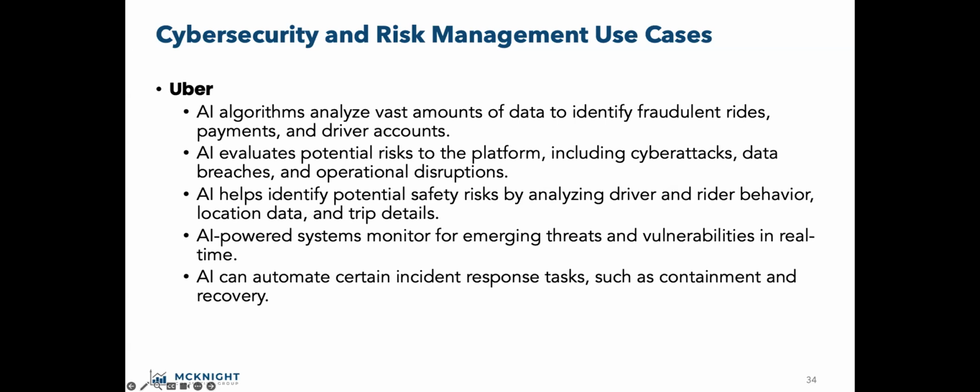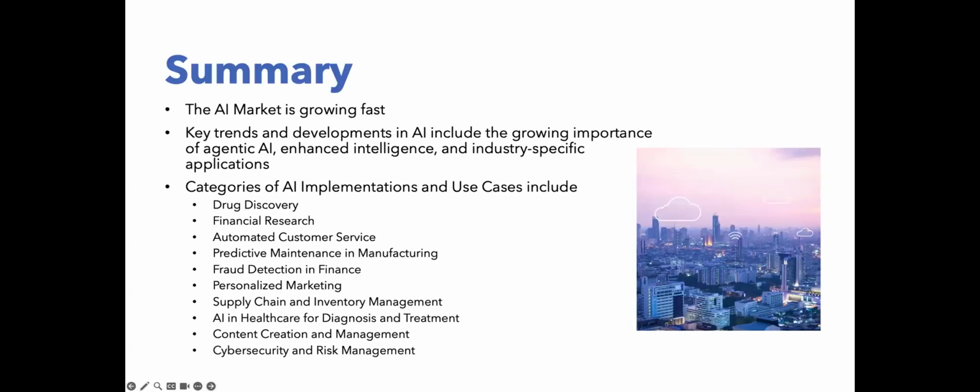All right. And in summary, I've given you some categories here of high levels of AI implementation right now in production. And these categories didn't change much from last year. I anticipate they'll still be going strong a year from now. We'll see what else maybe. But the AI market is growing fast. And key trends and developments in AI include the growing importance of agentic AI, enhanced intelligence, and industry-specific applications. I think that's all what we'll see more of in the next year. So in review, the categories of AI implementations, to know that it's already happening in production in big ways: drug discovery, financial research, automated customer service, predictive maintenance, fraud detection, personalized marketing, supply chain, diagnosis and treatment.